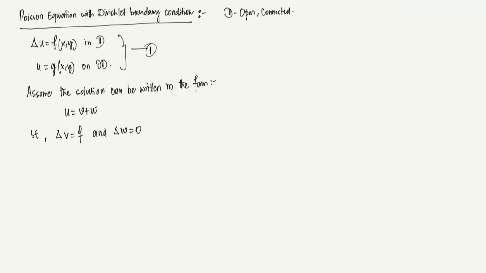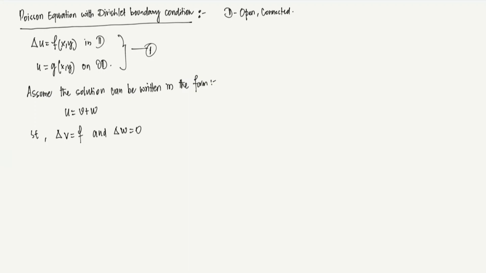And what I'm saying is this: w satisfies the harmonic equation Laplacian of w equals 0, and v satisfies our original equation 1. v is a particular solution of 1. Now the point is this, how to find v, that's a different question, but you understand, huh? I will give you an example of how to solve all this.